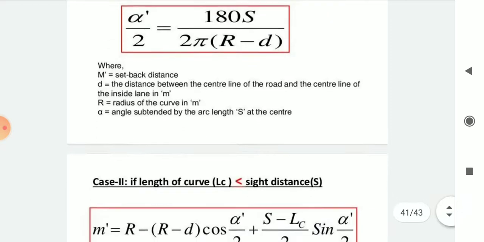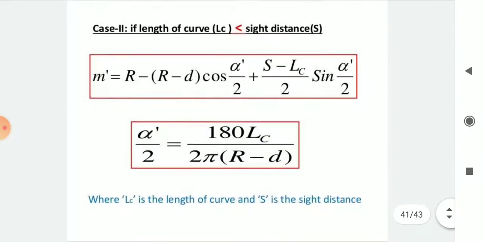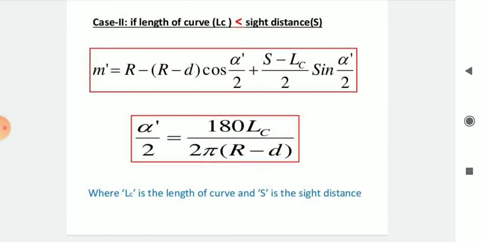In the second case, if the length of curve LC is less than sight distance S, then we get alpha'/2 = 180 LC divided by 2 pi (R − d), where LC is the length of curve and S is the sight distance.